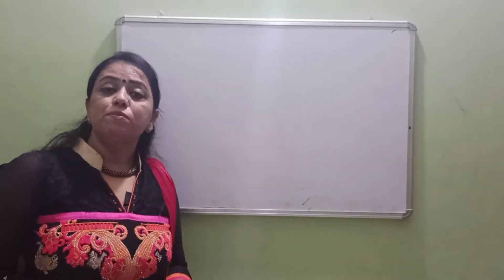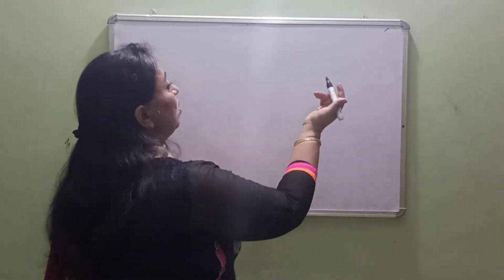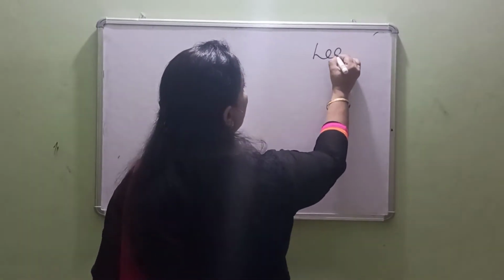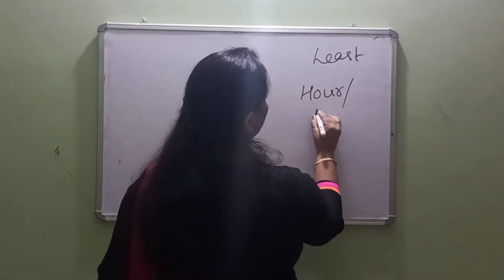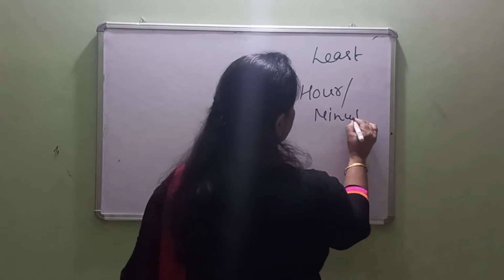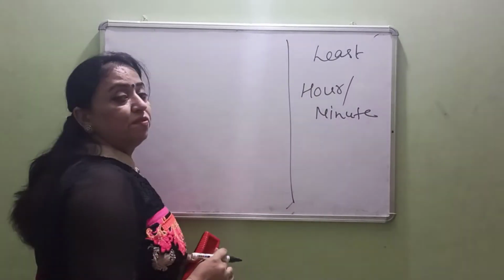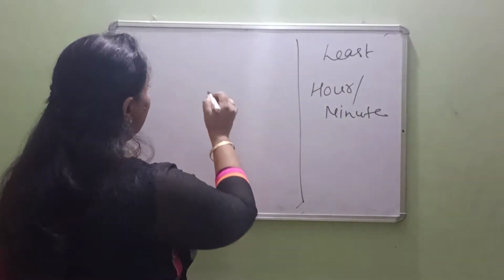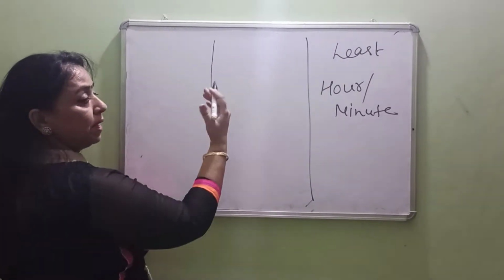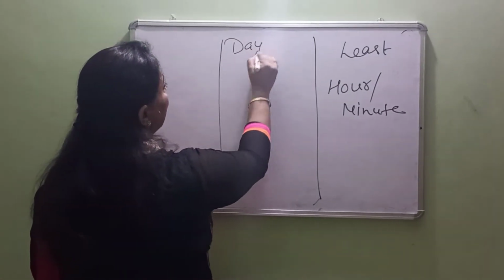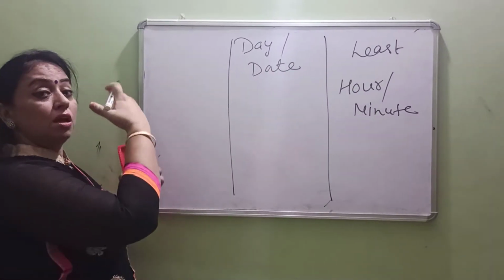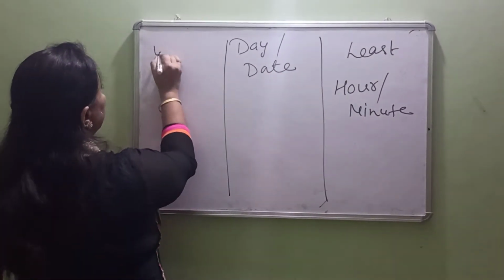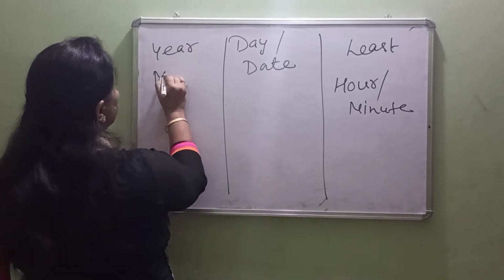Now I will take in, on, at from the time point of view. First of all, what is the least point of time? The least point of time is hour or minute. Then you come somewhat bigger. Here it is day and date. Now you come to the biggest, highest point of time, that will be year and month.